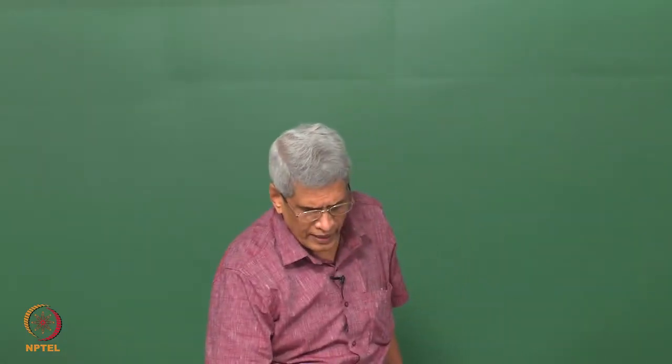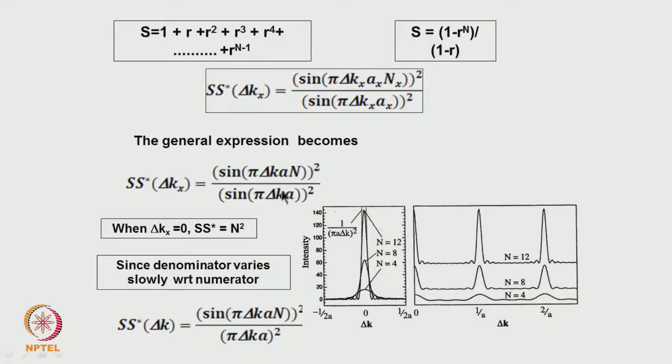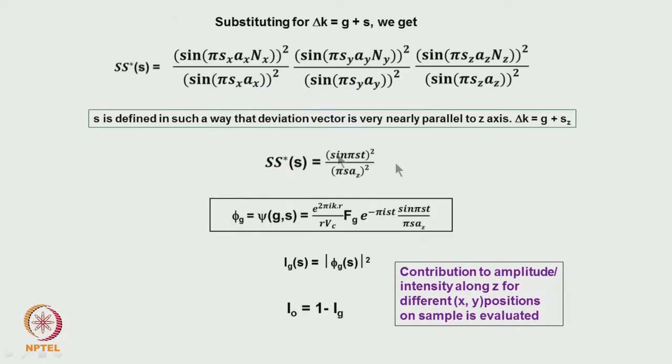So instead of this delta k, if we substitute, this is an expression which is a general one, but in x, y and z direction this will have components. So this is what the expression for the shape factor turns out to be. The total intensity, if you look at it, this multiplied by the structure factor will give the structure factor squared, will give the total intensity.